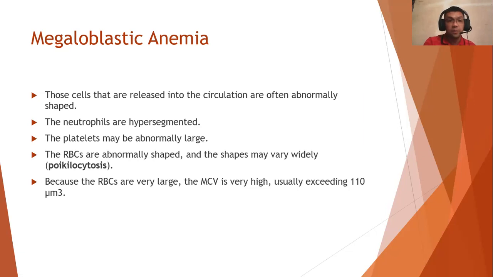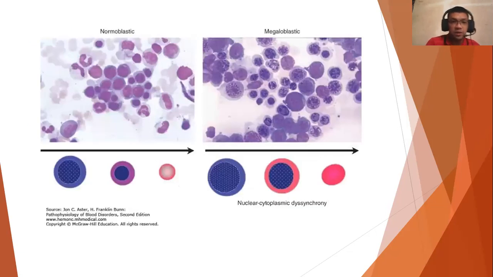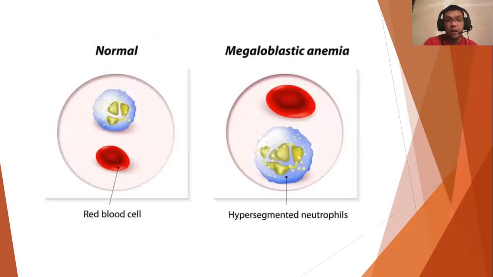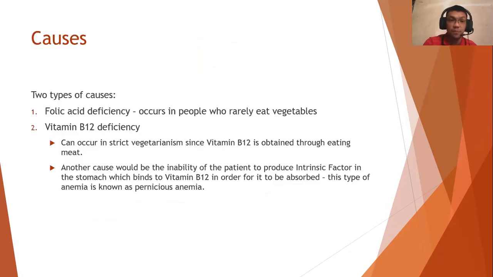So here, this is the normoblastic or the normal cells found in a patient with normal blood cells. While for megaloblastic, as you can see here, they are enlarged. That's why they call it megaloblastic, because of the enlargement of the blood cells. As you can see here, the neutrophils in megaloblastic anemia are hypersegmented, unlike that of the normal one.